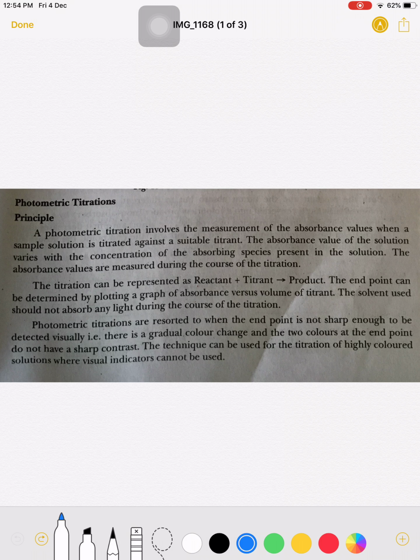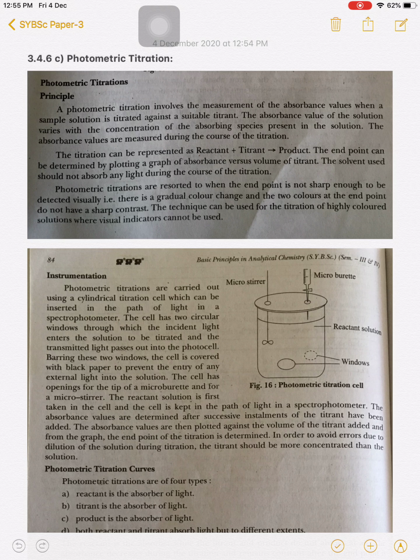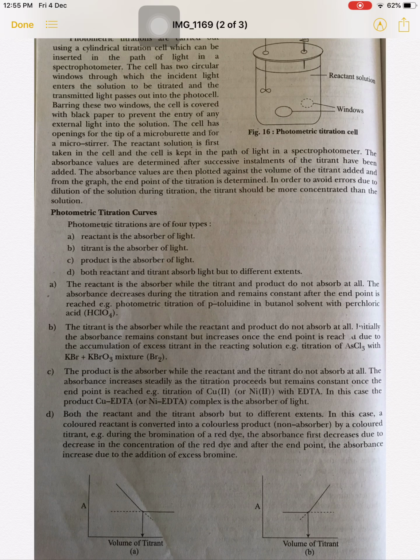The technique can be used for the titration of highly colored solutions where visual indicators cannot be used. So when the solution is colorless or highly colored, we cannot use normal titration, we use the photometric titration phenomenon.